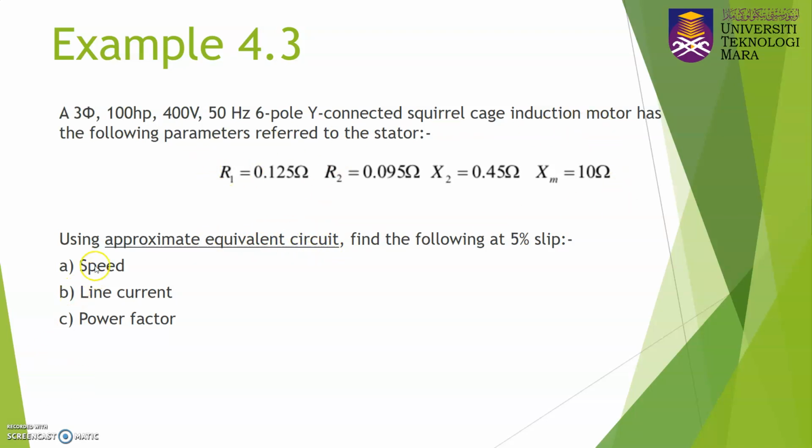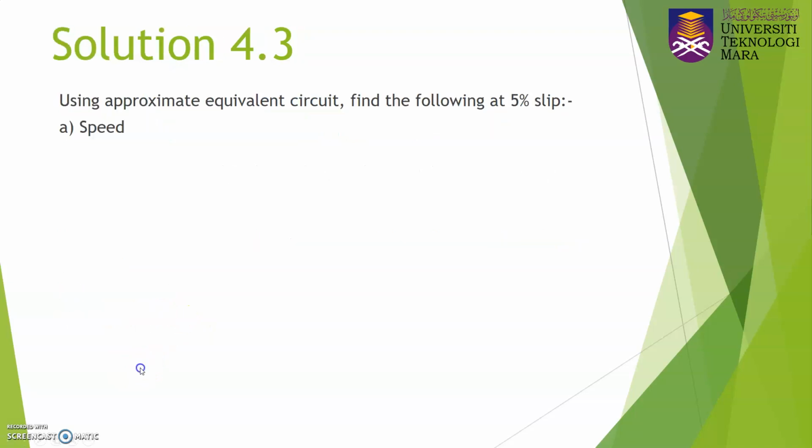You need to find the speed, the line current, and also the power factor. First of all, we need to find the speed, which is actually NR. NS is given by 120 multiplied by frequency divided by pole. From the question, the frequency is 50 Hz and the pole is 6, so you get the synchronous speed of 1200 RPM. And S is given by 5%.